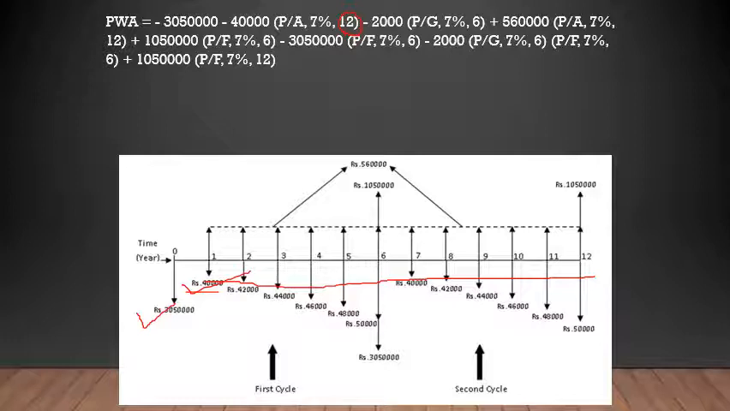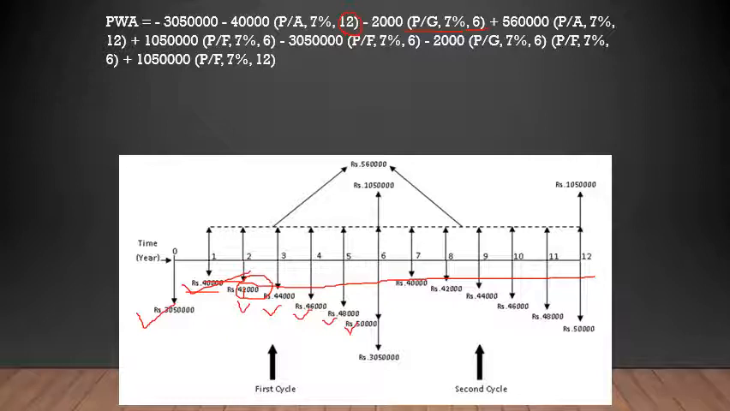Now let us come to this 2000 G. 2000 P by G. Convert that G into P. 7 comma. Again same question. How many flows of G are there? It starts from second year. 1, 2, 3, 4, 5 plus the initial flow. 5 plus 1, 6. Hence N is equal to 6. P by G comma 7 comma 6.